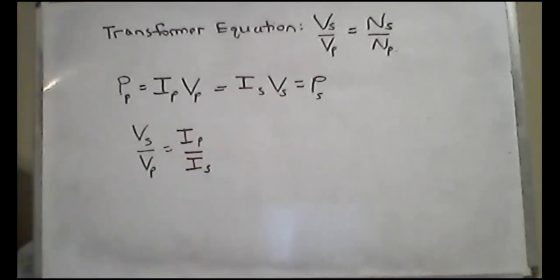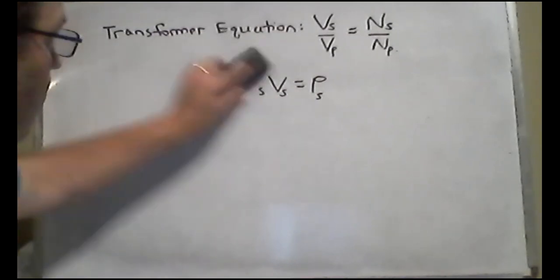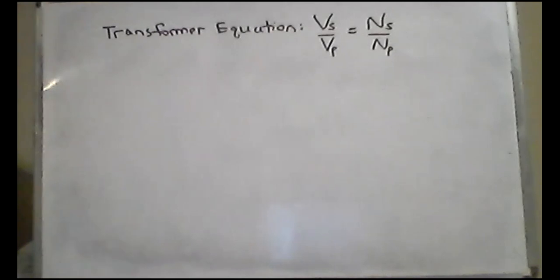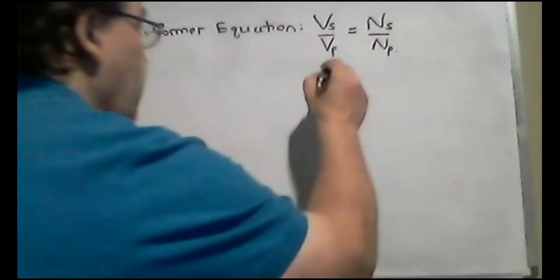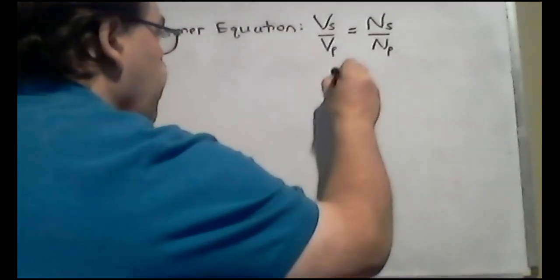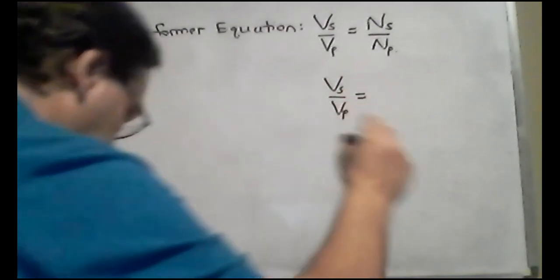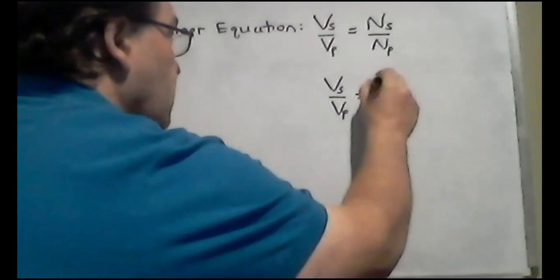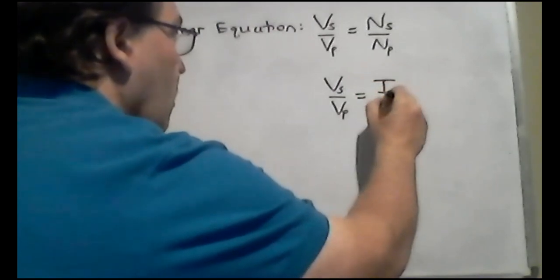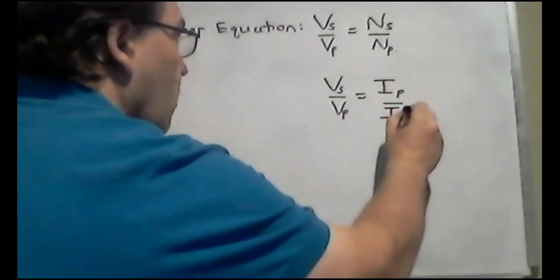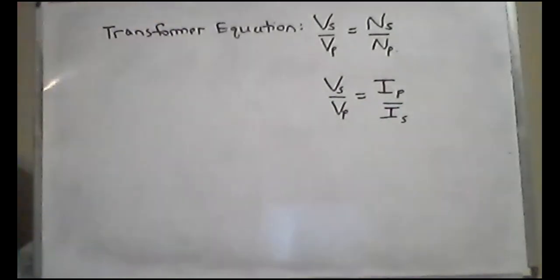And it's another transformer equation that I can now use. That's just straight from the concept that there's no power loss in a transformer. Write that up there. Another equation for me to use. So V sub S over V sub P is equal to I sub P over I sub S. That's another equation I can use on a transformer.